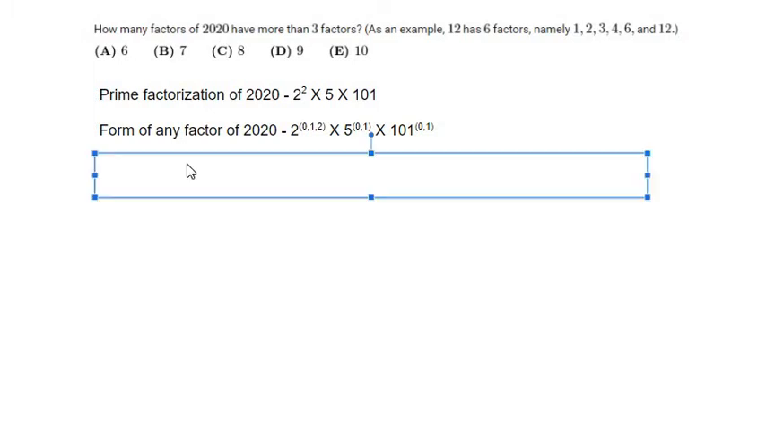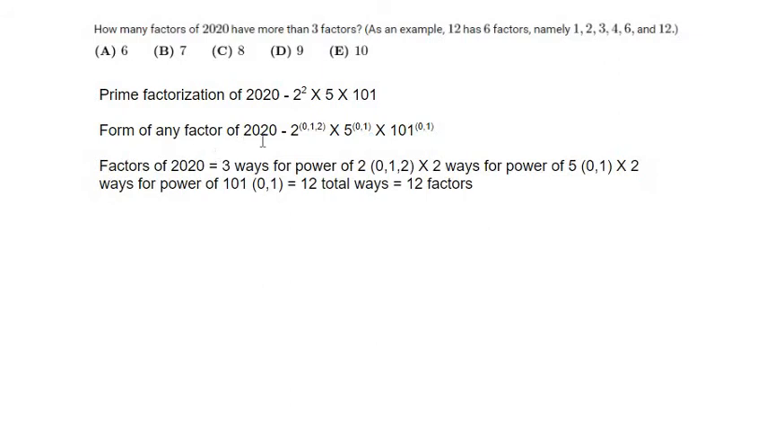Now we can use this to calculate the number of factors, because there are 3 ways for us to use the power of 2. It can be either 0, 1, or 2. There are 2 ways for us to choose the power of 5, which is 0 or 1. There are 2 possible values. And there are 2 ways for the power of 101, which is 0 or 1. We can pick any one of them. So there are a total of 3 times 2 times 2 ways, which is 12 ways, meaning that 2020 has a total of 12 factors.